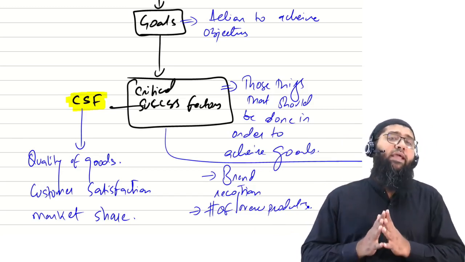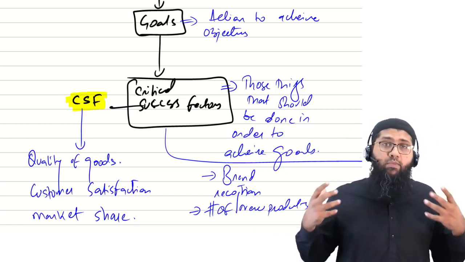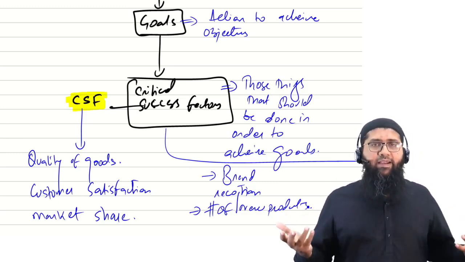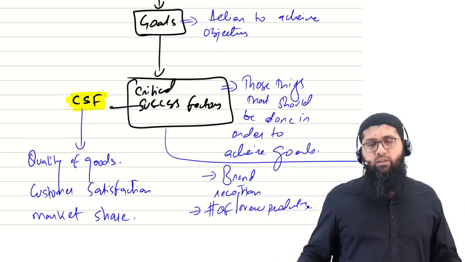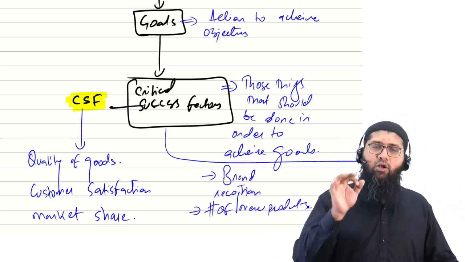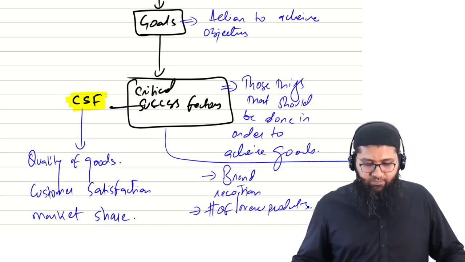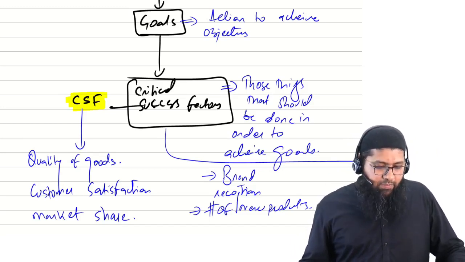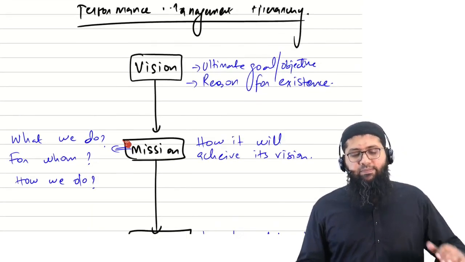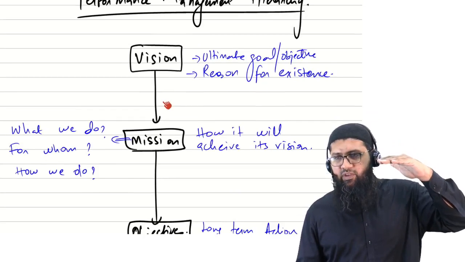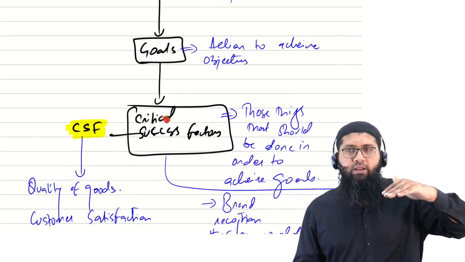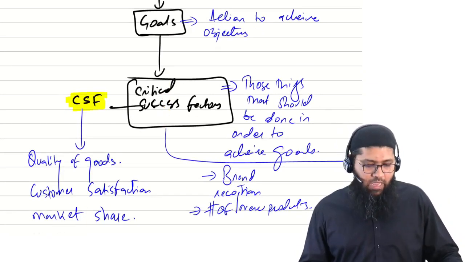So when I talk about the critical success factor, what do we mean by critical success factor? They are the things that you must do as an entity in order to be able to achieve the mission. I repeat, these are the things that you must do as an entity in order to be able to achieve your mission. So always remember, whenever we talk about the performance management hierarchy, it's like this. It's vision, and then objectives, and then goals, and then the critical success factors.